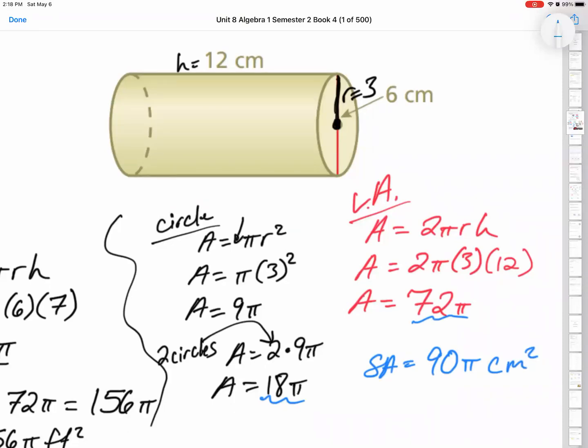And so when we find that value, we see that it is 282.74 centimeters squared. Okay, go ahead, feel free to pause the video if you have any questions on that one.